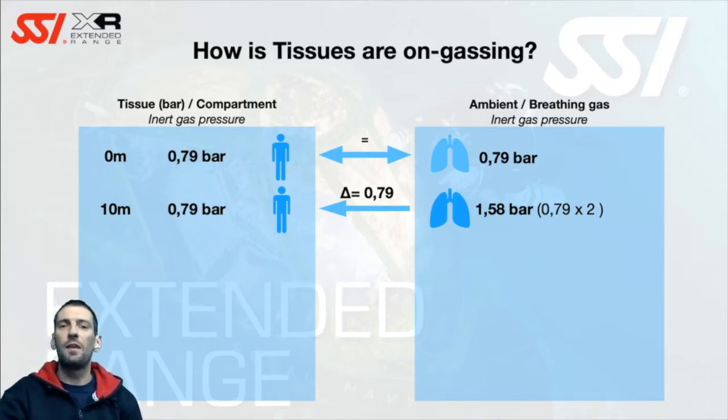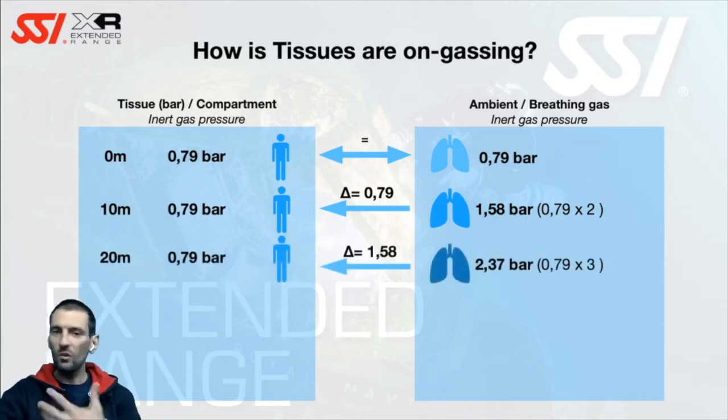So what happened now is we created a pressure difference between what is in our lungs, what we are breathing, and what is in our body. We call it the pressure gradient. So now we can see that the pressure is higher in our alveoli or in our lungs, and the pressure in our body is less. So now the gas will travel into our body. So we will be on-gassing. We'll take the nitrogen into our body through the alveoli, our bloodstream, and then our blood will transport the nitrogen all around our body.